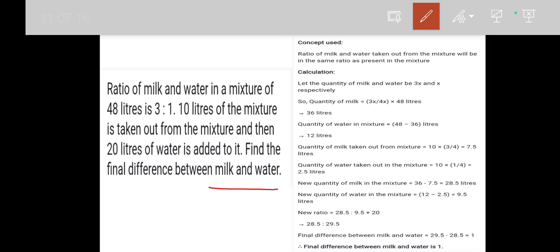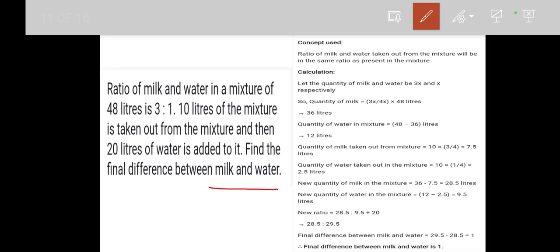The concept used in this question is that the ratio of milk and water taken out from the mixture will be the same, because it is an amount from the mixture that is taken out. There is no change in the ratio. When 10 liters of the mixture is taken out, the ratio remains the same. 3 is to 1 remains the same.